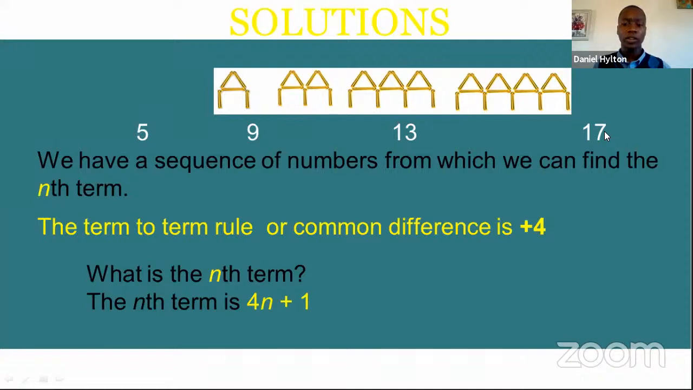So I'm seeing persons saying +1. Okay, great. So if we add 1 to that series for 4n, right? Our first term in the 4n series would be 4. So 4 plus 1, that's 5. Okay, great. Our second term in our 4n series would be 8. 8 plus 1, 9. Our third term in the 4n series would be 12. 12 plus 1, 13. All right, that seems to be consistent. So the rule for our nth term now would be 4n plus 1.